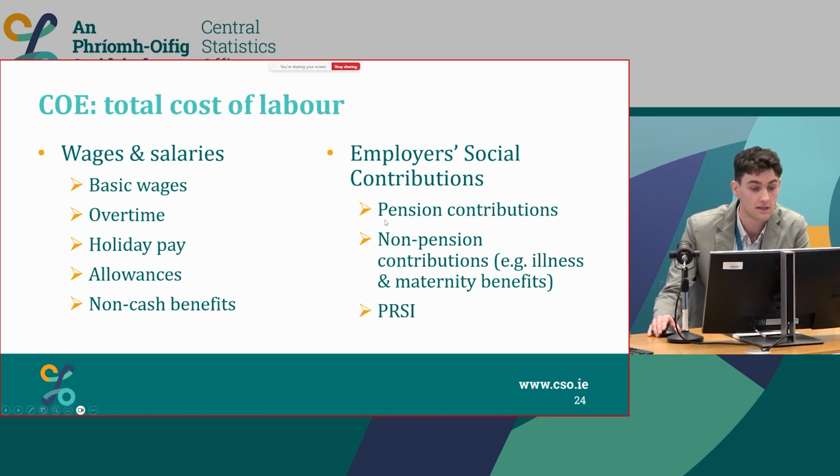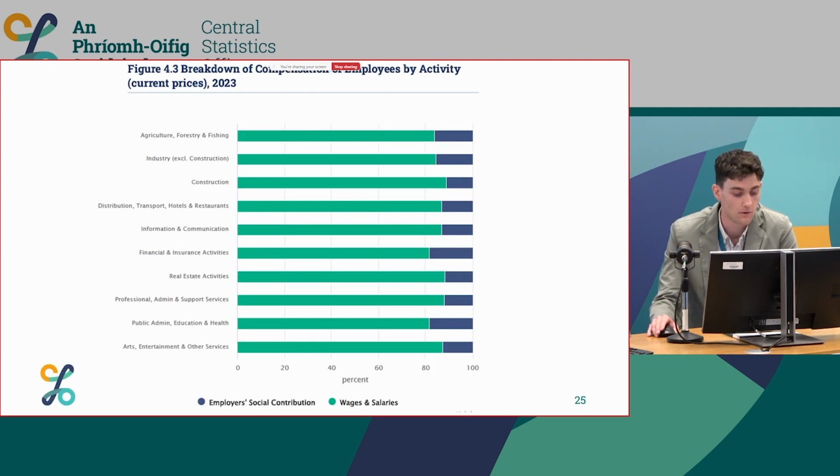So firstly, COE is the total cost of labour. It's primarily wages and salaries, so basic wages, overtime, holiday pay. But from the employer's perspective, they also have to pay social contributions, mainly employers' PRSI and pension contributions, and various non-pension contributions as well. So in the context of total labour costs, it's important to look at not just wages and salaries, but also social contributions. So we provide this breakdown in the annual publication.